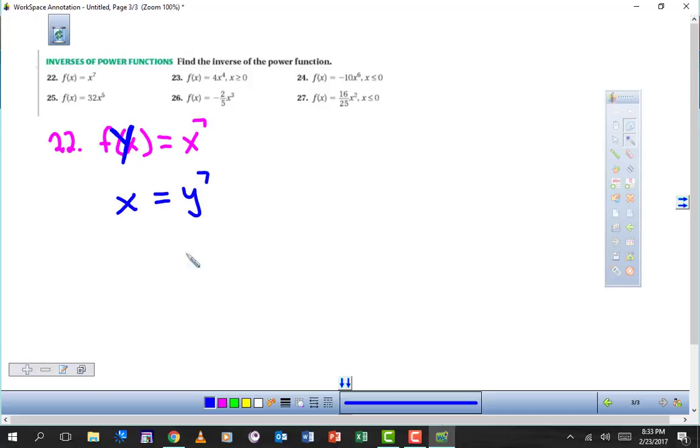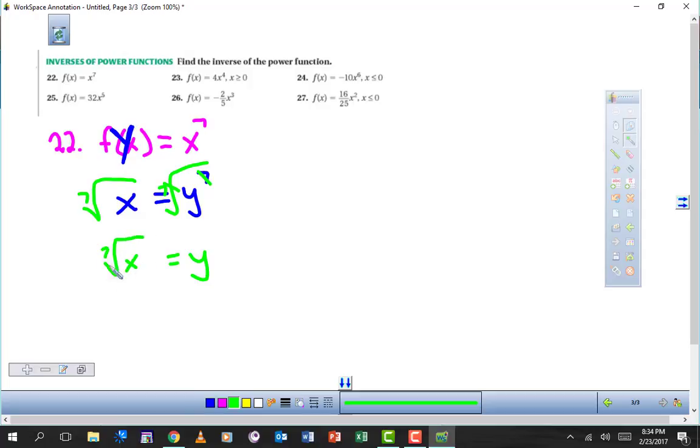Now what we want to do is solve for y. Well, how do you get rid of this 7 here? Well, the inverse operation of a power is its root. So you're going to do the nth root on both sides. In this case, I'll do a 7th root, and then these will cancel. And so I get y is equal to the 7th root of x.